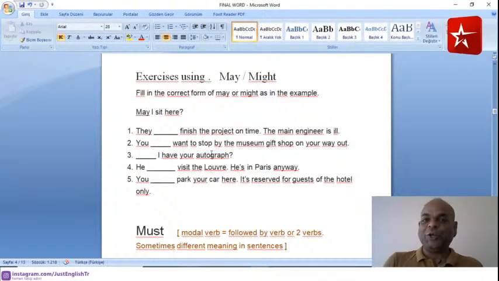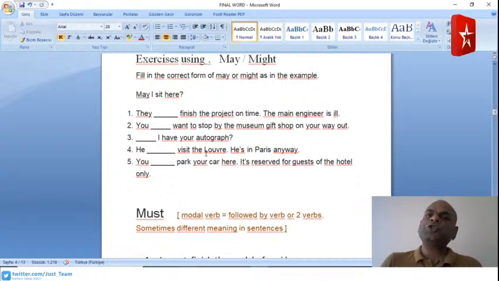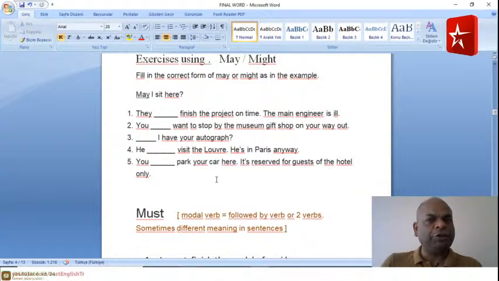Now, we talked about may and might, so let's do the exercise together, and let's see. Your answers are going to come, guys. We have 5 sentences here. We are going to try to put in may or might. So, guys, are you able to look at the screen very clearly or not? Hello, my students, are you there? Are you able to look at the screen or not?